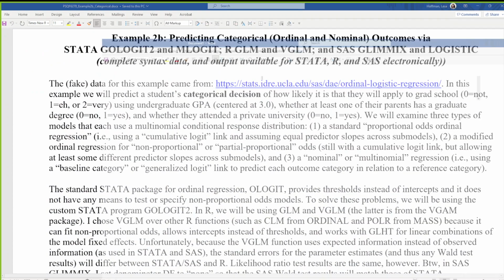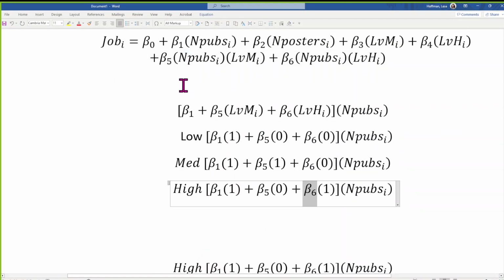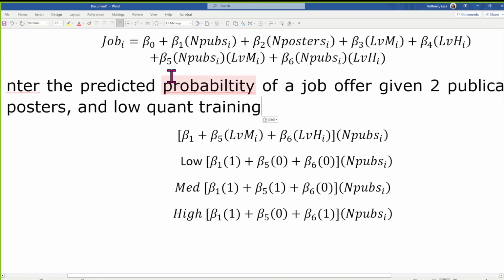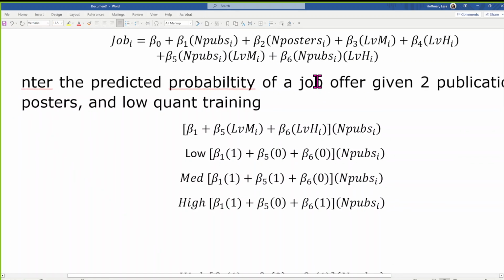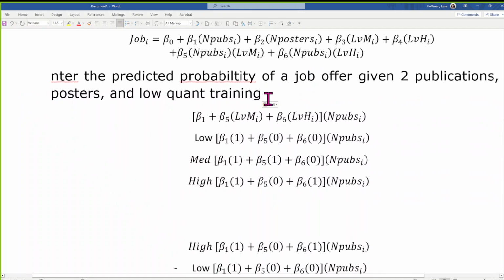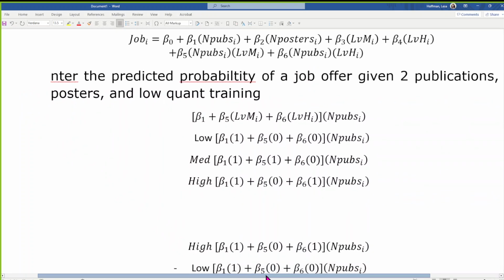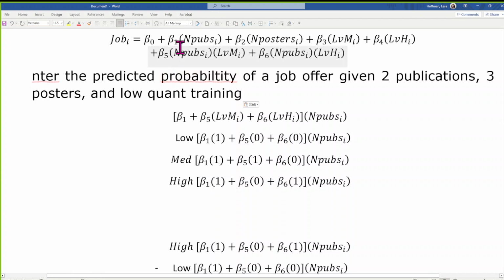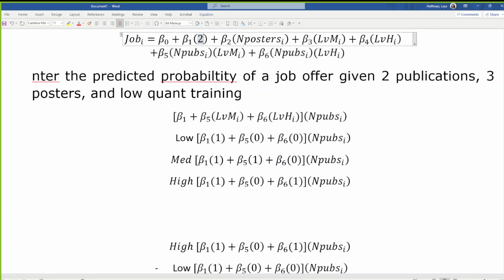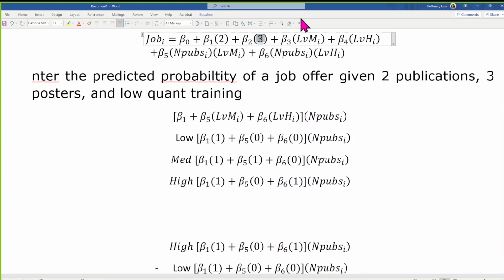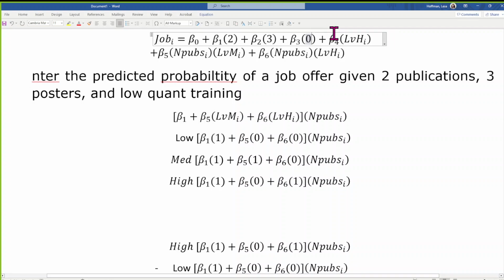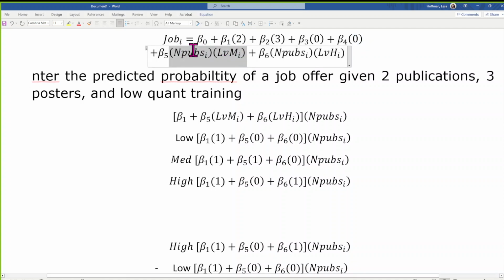So if, for instance, I want to do the first one, the predicted probability, go back to my document here, back to the top of the model. Probability of a job offer given 2 publications, 3 posters, I think it is, and low quant training. So I would fill in 2 there, 3 there. What goes here? 0 and 0. And that means that these things would all be zeros as well.